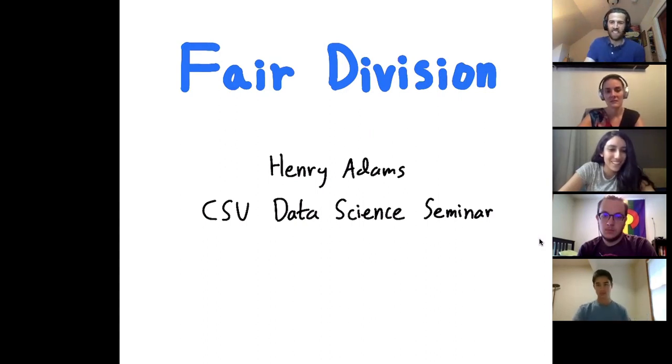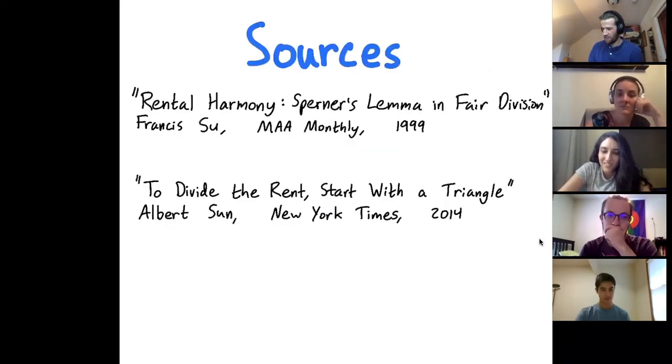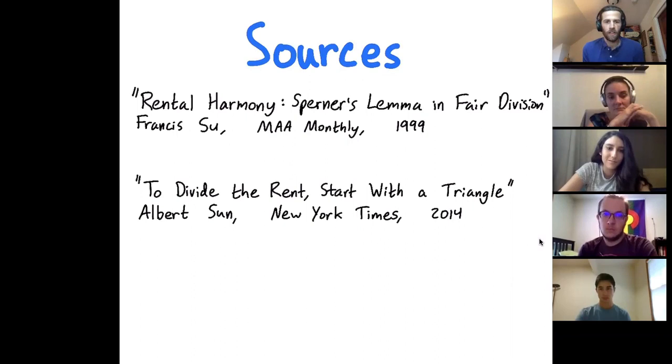Thanks, Laura. I'm excited to be speaking today at the Colorado State Data Science Seminar. I'll be speaking on fair division, and my sources are these two articles. Both are very reader-friendly. The first is an article in the MAA, Mathematical Association of America Monthly from 20 years ago by Francis Su. And correspondingly, there's an article in the New York Times from 2014 by Albert Sun on the same topic.